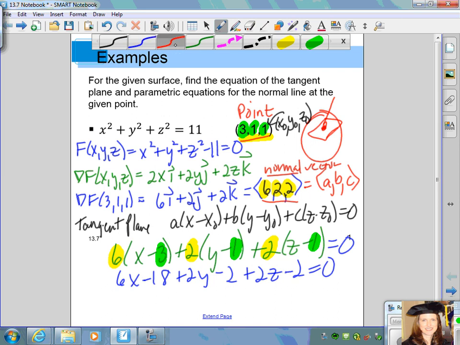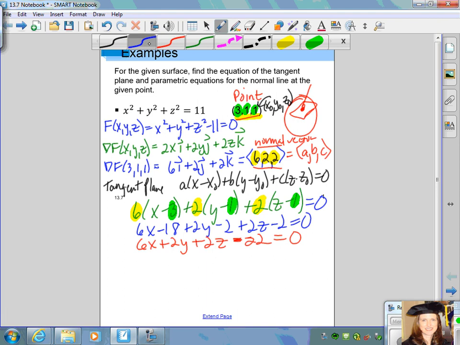When we rearrange the terms here, we get 6x plus 2y plus 2z. You have negative 18 minus 2 is negative 20, minus 2 is minus 22, equals 0. And then we can divide everything by 2 to get the equation of the plane: 3x plus y plus z minus 11 is equal to 0. That's your equation of the tangent plane, simplified.